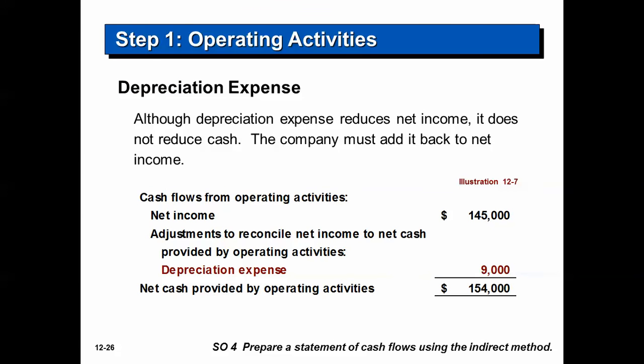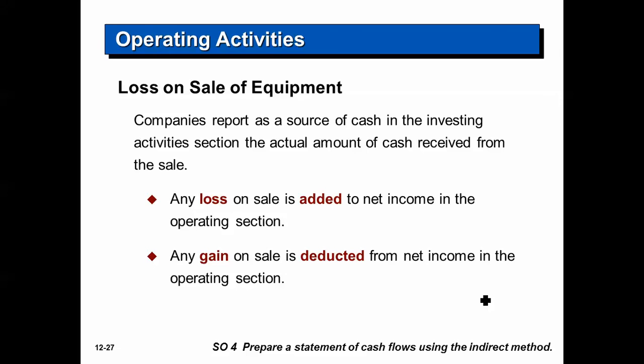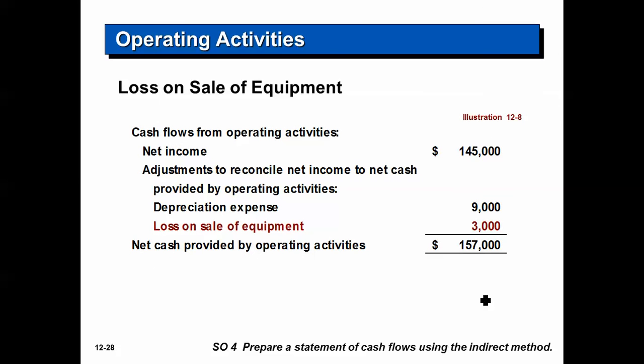Now, depreciation expense, as I explained before, is a non-cash expense. So I take the net income that I'm reporting in my income statement and I add back the depreciation expense. So I say now, cash was 145, but to get down to 145, I deducted 9,000, which was not a cash expense. So I add that back. And I do the same thing with any gain or loss on equipment. In this case, I had a loss of 3,000. So I add that back.